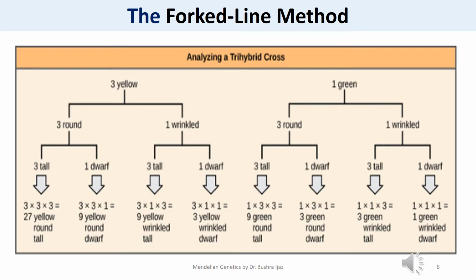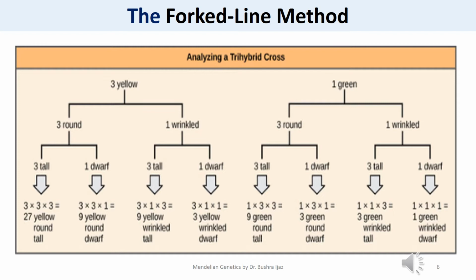Now let's talk about the tri-hybrid cross and how we represent it. When more than two genes are being considered, the Punnett square method becomes unwieldy. For instance, examining a cross involving four genes would require a 16 by 16 grid containing around 256 boxes. It would be extremely cumbersome to manually enter each genotype. For more complex crosses, the fork line and probability method are preferred.